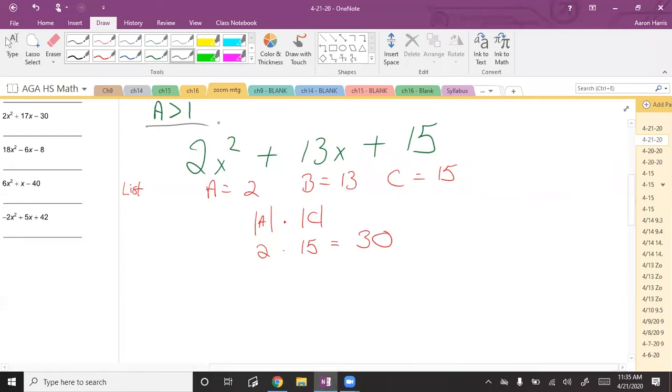Okay. So now A is greater than 1. So A is equal to 2. B is equal to 13. C is equal to 15. Always check for a GCF. There isn't one because 2 doesn't go into 13 or 15. Done. So I do the same thing. Absolute value of A and C. 2 times 15 is 30. Now what do I do?